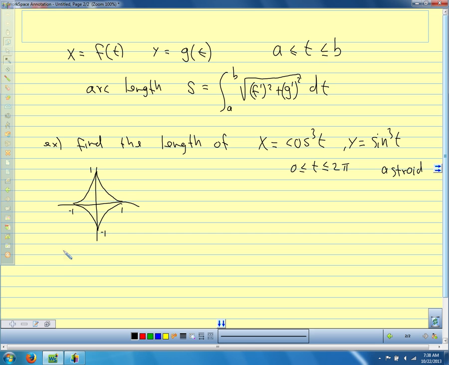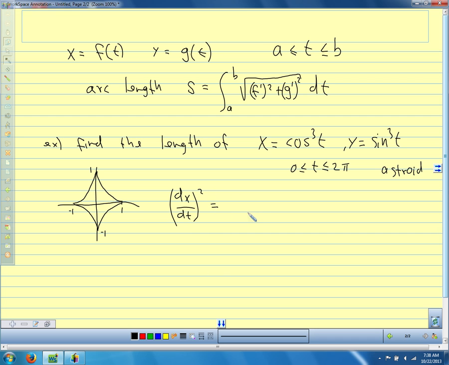So what I want to do here, this is symmetrical. If you weren't sure what this looked like, you could graph it in your calculator and take a look. I'm going to find the length here in the first quadrant and multiply the result by 4, just to make the work a little easier. So we need to find our derivatives first to plug into our arc length formula. So let's write an expression for dx/dt squared.